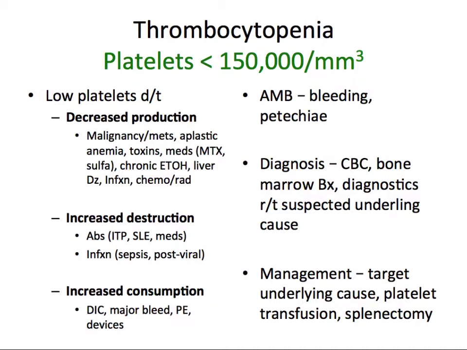which can come from antibodies, which you would see with idiopathic thrombocytopenia purpura, systemic lupus erythematosus, or certain medications, or infection such as sepsis or post-viral syndromes. The third group is increased consumption, which can occur with disseminated intravascular coagulopathy, major bleeds, pulmonary emboli, and devices, such as an intra-aortic balloon pump.